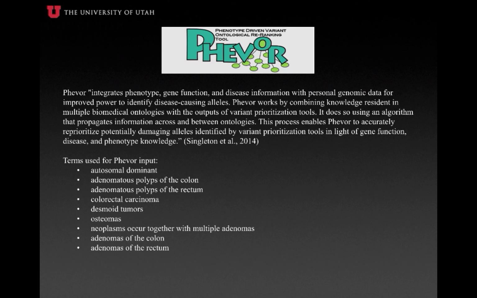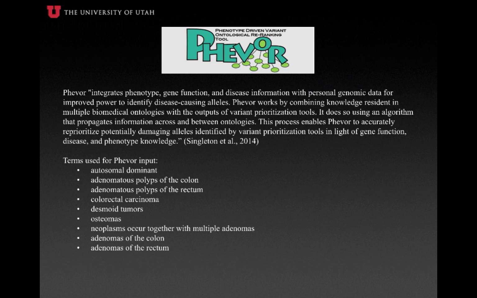This application is a web-based tool that takes VAST output and uses information in gene ontologies to better prioritize and filter results. Specifically, Fever integrates phenotype, gene function, and disease information with personal and genomic data for improved power to identify disease-causing alleles. Fever works by combining knowledge resident in multiple biomedical ontologies with outputs of variant prioritization tools. It does so using an algorithm that propagates information across and between ontologies. This process enables Fever to accurately reprioritize potentially damaging alleles identified by variant prioritization tools in light of gene function, disease, and phenotype knowledge.